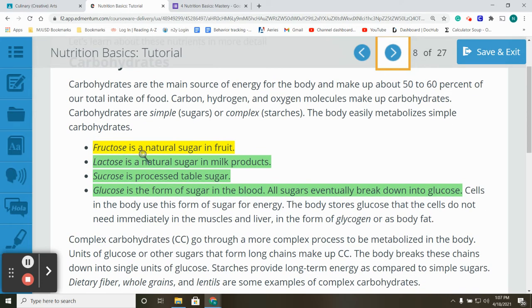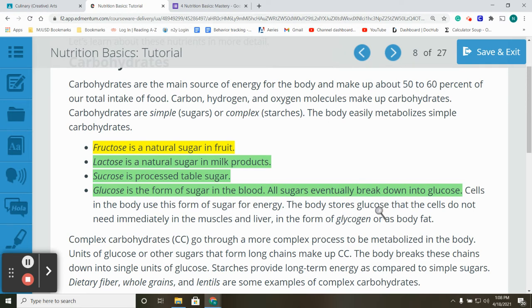Fructose is a natural sugar in fruit. Notice it's with a C here, not fructose, it's fructose. Lactose is a natural sugar in milk products. Sucrose is processed table sugar. Glucose is the form of sugar in the blood. All sugars eventually break down into glucose. Cells in the body use this form of sugar for energy.